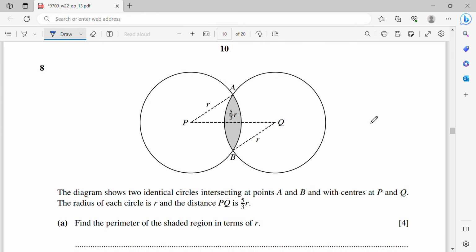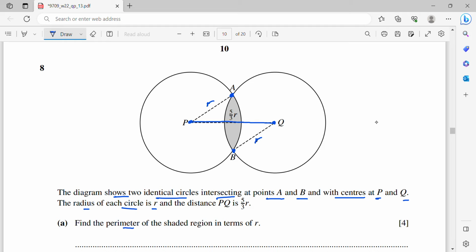Okay, now question 8. The diagram shows two identical circles intersecting at the points A and B. These are the points A and B with centers P and Q. So since they are identical, it means that they will have the same radius. And the radius of each circle is r. So here is r. And the distance PQ is 5 over 3 r. Okay, here is 5 over 3 r.